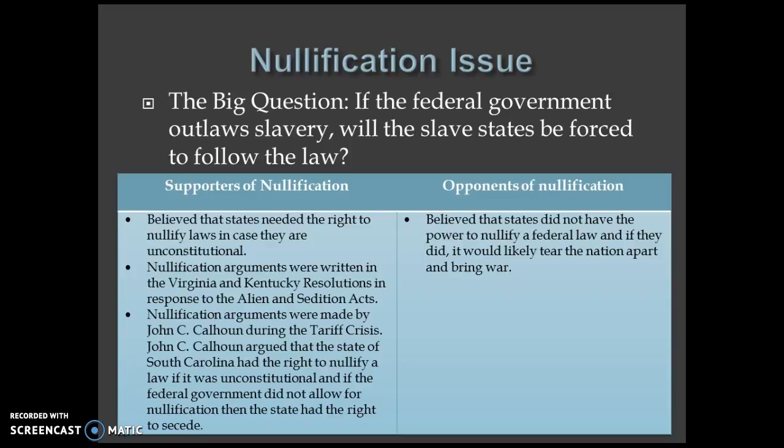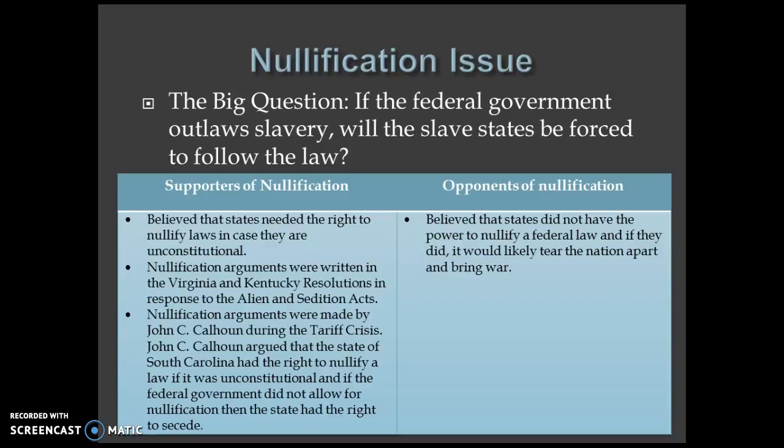Remember going back to the Virginia and Kentucky Resolutions that we talked about in Unit 2. That's where the nullification arguments were first written, in response to the Alien and Sedition Acts. Remember, John Adams passes the Alien and Sedition Acts as president. He signs them into law. Thomas Jefferson and James Madison think they are unconstitutional because it's basically violating the First Amendment rights of people, not allowing them to speak freely against the government and against the president. So they get together and write the Virginia and Kentucky Resolutions, and they start arguing for the first time in U.S. history that states have the right to nullify or reject a law that's not constitutional, like the Alien and Sedition Acts.